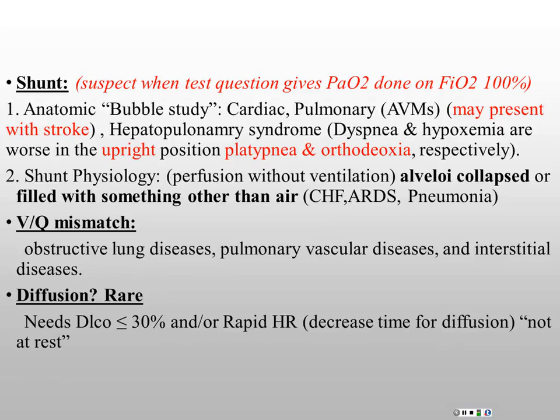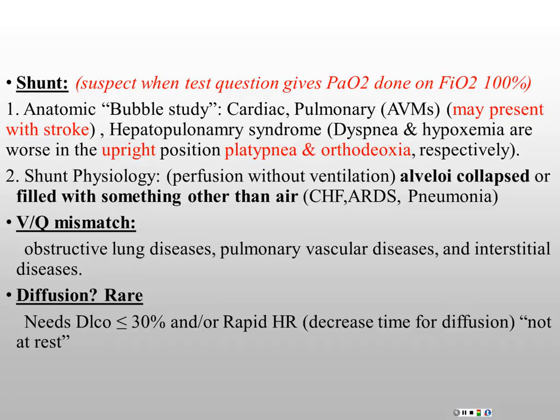You can have hepatopulmonary syndrome with dyspnea and hypoxemia, worse in upright position, which gives you the term platypnea for shortness of breath in upright position, and orthodeoxia, which is hypoxemia in the upright position. The reason the hypoxemia and shortness of breath become worse in the upright position is because this AV malformation tends to be localized to the lower parts of the lung. So when you sit, by gravity, there is more flow in the lower parts of the lung, and there is more shunting, and there will be more hypoxemia and more shortness of breath.